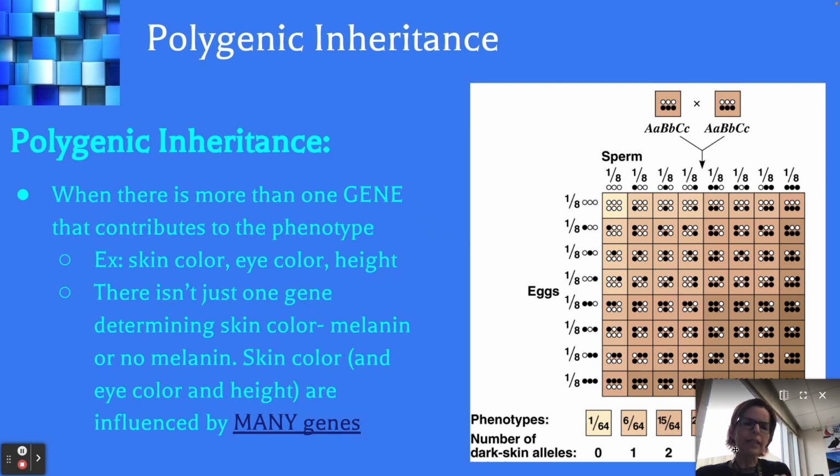And truthfully, they think almost all of our characteristics are in fact polygenic. There's very few characteristics that are determined by one gene and one gene alone. An example of a characteristic that is determined by one gene is blood type. Your blood type is determined by one gene. But most of the other things that we have in our bodies or the way we look at ourselves or whatever is many genes working together.